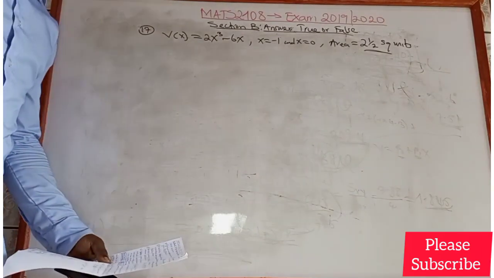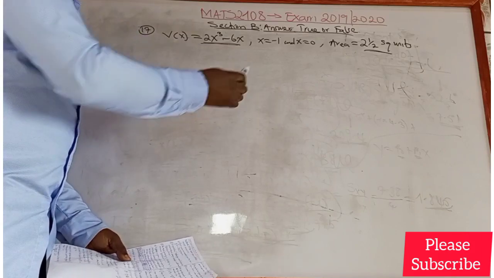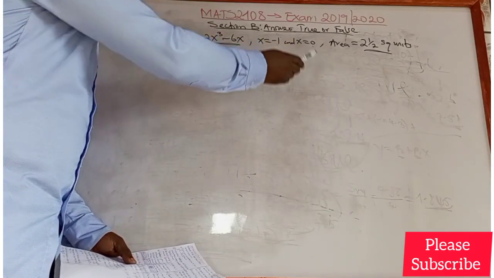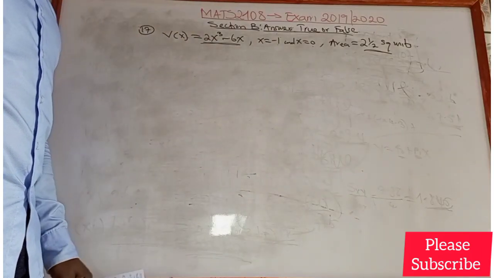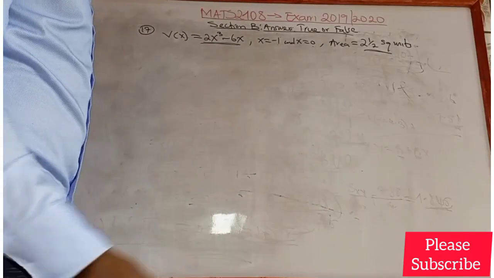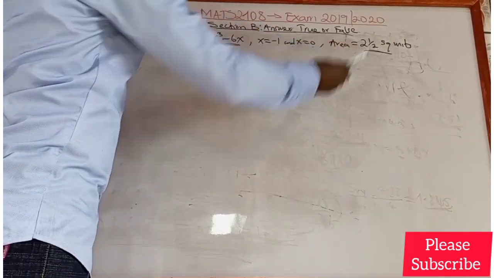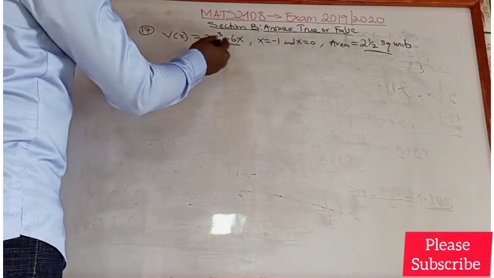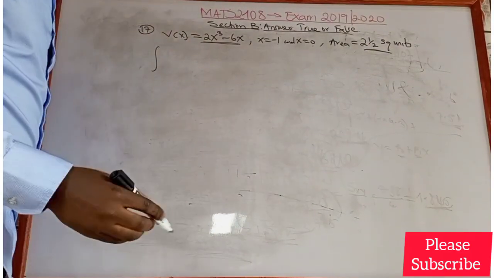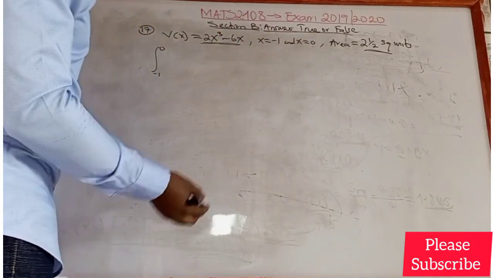Alright guys, number 17 is telling us that the area under this curve from -1 to 0 is 2.5 square units. Well, to answer if it is true or false, we simply need to find that area. If it gives us this, we conclude that it's true, otherwise it is false. To find this area, we simply do what? Integrate the function from -1 to 0 within this limit.